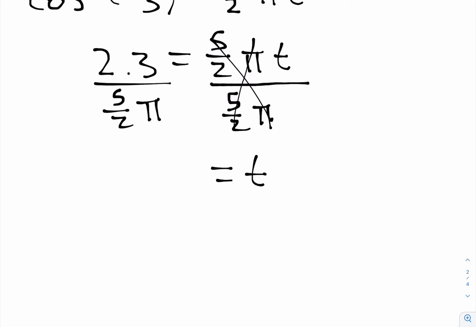So if we take that, and dividing by 5 over 2 is the same as multiplying by 2 over 5, right? 2 over 5 is 0.4, so I'm going to multiply by 0.4, and then I'm going to divide that by pi.